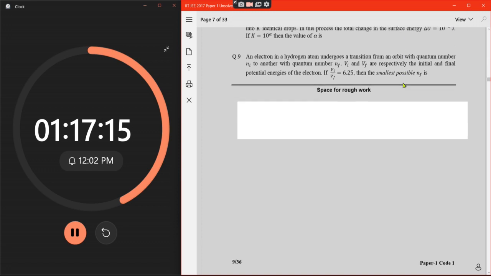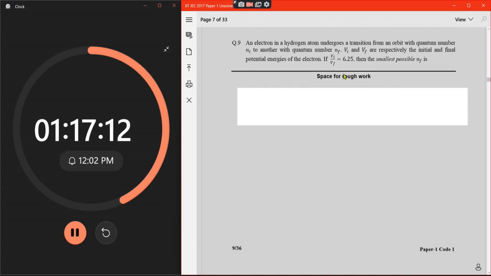Next question, 9th. Electron in hydrogen atom undergoes a transition from orbit with quantum number n i to another with quantum number n f. Vi, Vf are respectively the initial and final potential energies of this electron. Vi upon Vf equal to this thing. Smallest possible value of nf is. Potential energies. Okay. Vi upon Vf is like 1 upon ni squared, nf squared upon ni squared.